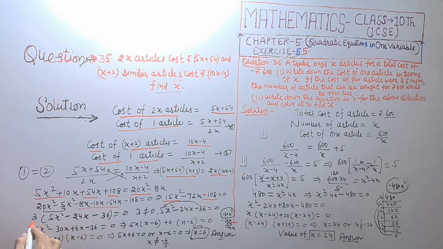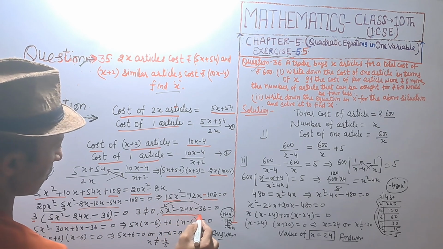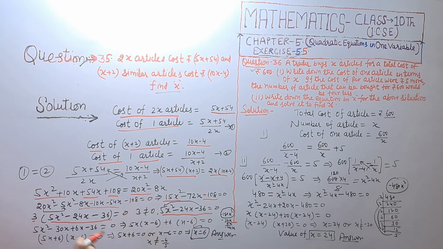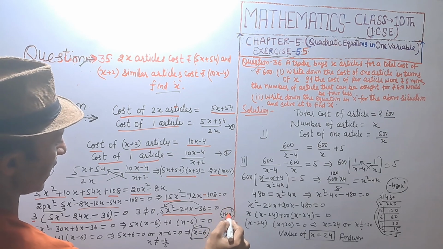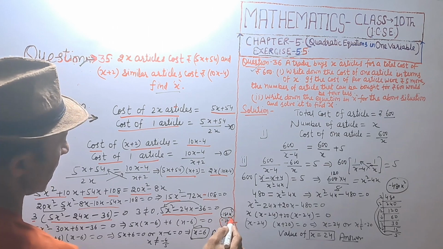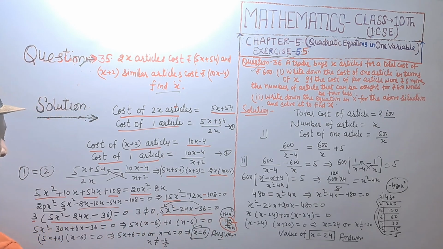We are taking common 3 in bracket: 5x squared minus 24x minus 36 equal to 0. 3 is not equal to 0, so 5x squared minus 24x minus 36 equal to 0. It's a quadratic equation. We are splitting by middle term. Product of first and last is 180x squared, and we are taking two numbers, that is minus 30x plus 6x, which is equal to minus 24x.